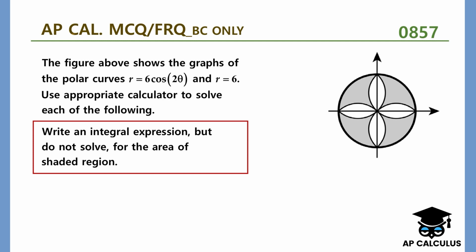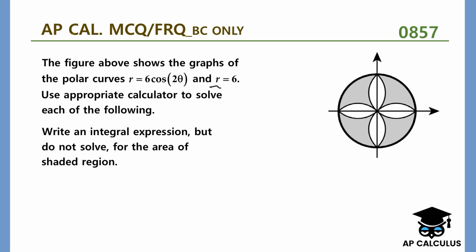Okay, we have two polar curves, and one of them is r = 6, which is the circle with radius 6. The other one is r = 6 cos 2θ. That curve is right here, right? What I'm going to do to find the area of the shaded region is find the area of this circle, and then subtract the area of this polar curve right here. That's my strategy to find the area.